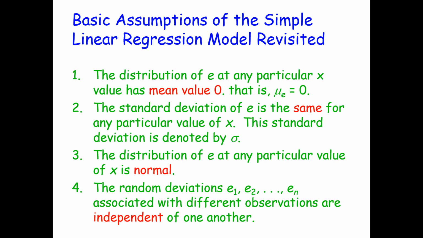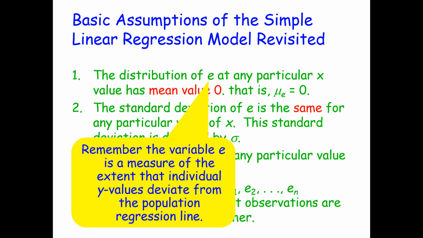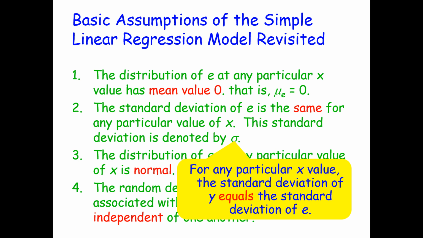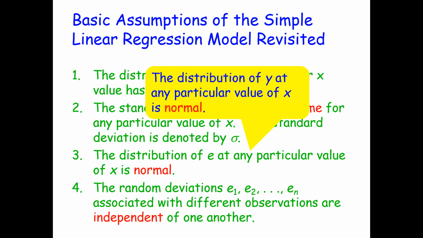So, basic assumptions of the simple linear regression model revisited. Remember that the variable e is a measure of the extent that individual y values deviate from the population regression line. As far as our sigma goes, for any particular x value, the standard deviation of y equals the standard deviation of e. The distribution of y at any particular value of x is normal.